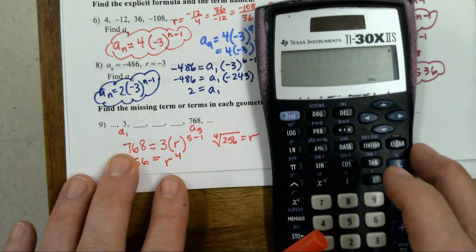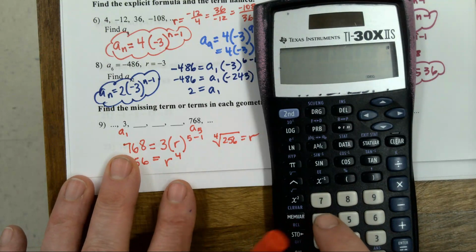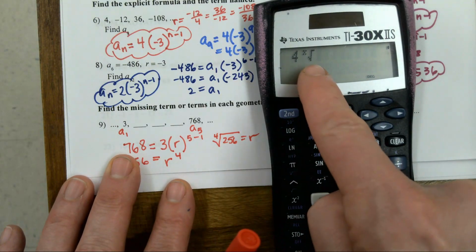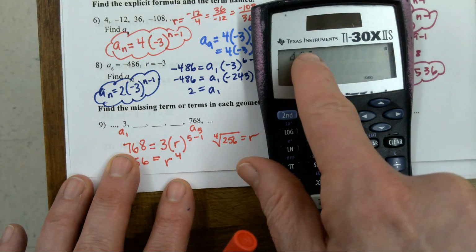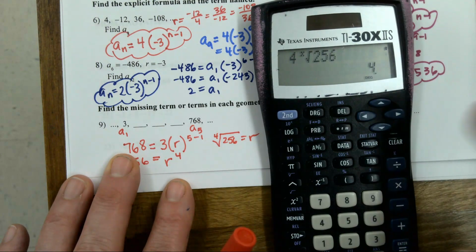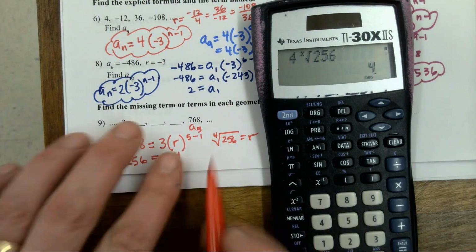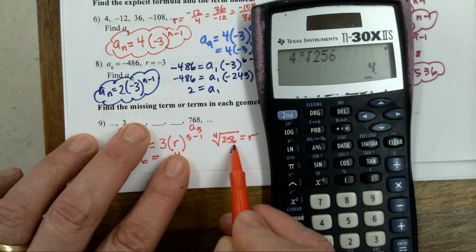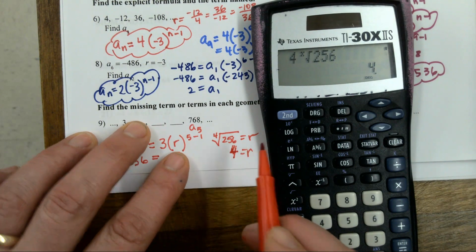If I did, I would hit 4 and then second and caret. That gives me that thing with the little x there. The 4 takes the place of the x, and I would plug in 256. And my answer is 4. So that's my answer here. 4 is my r. Again, I don't usually do it that way.